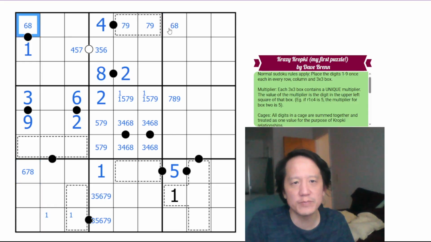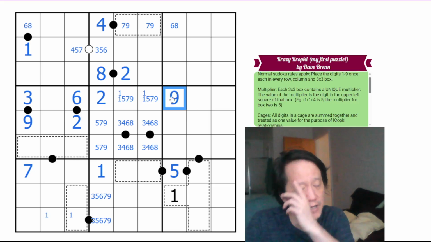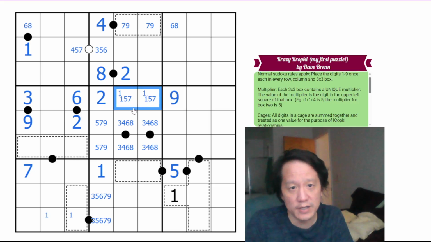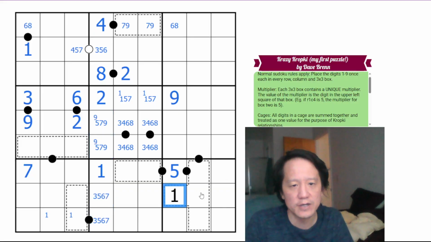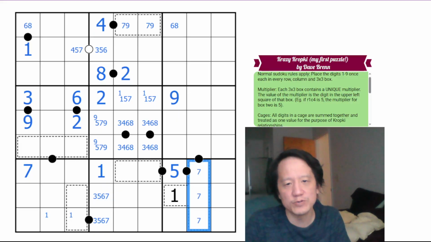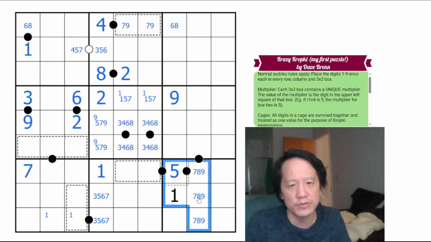We have a 6-8 pair in the upper left corners. Therefore, the rest of the upper left corners cannot be 6 or 8. So this is 7. This can't be 7 or 8, so that's 9. Which means this can't be 9 here, so 9 has to be one of these two. That means this can't be 9. This is 1 with 7, 8, and 9 to be 5 in a 5-to-1 ratio.